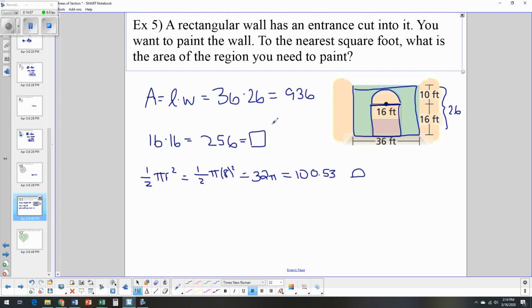So now the painted area is going to be the entire shape minus the square minus the semicircle. That's an awful semicircle, but we're going to take it for what it is. So 936 minus 256 minus 100.53 gives us a total of 579.47 square feet.